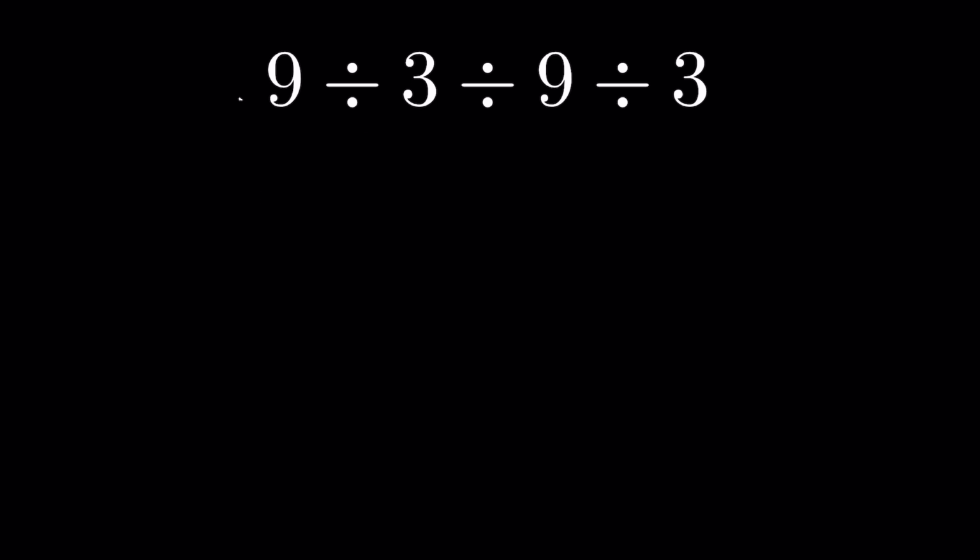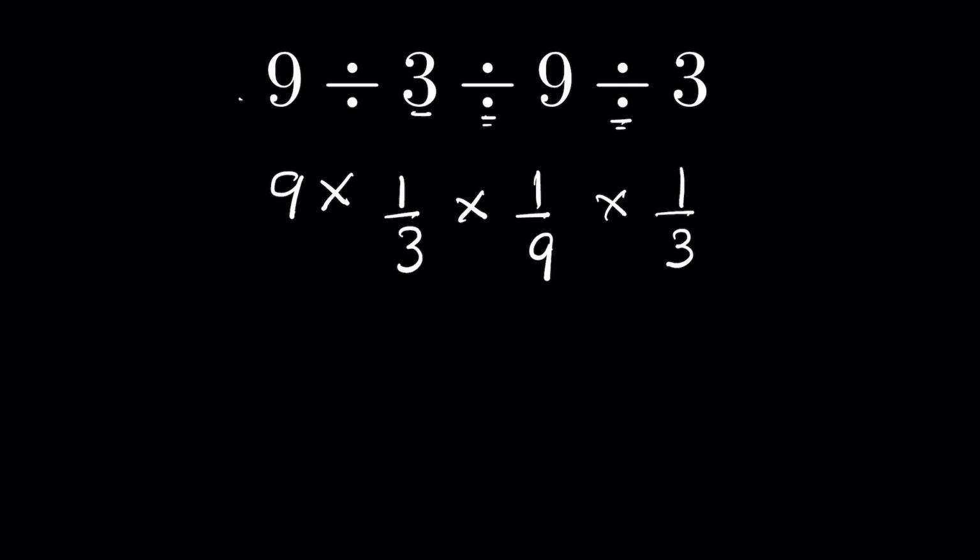So we will convert it into multiplication, so it will be 1 upon 3. Then this division gets converted into multiplication, it will be 1 upon 9, and this into multiplication, so it will be 1 upon 3. It will be like this. Now 3 times 3 is 9. You can cancel this 3 and this 3. So the answer will be 1 upon 9.